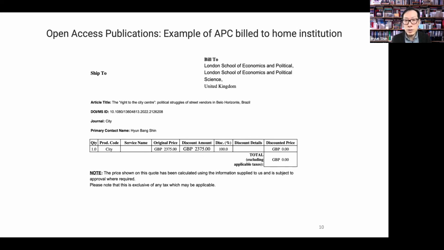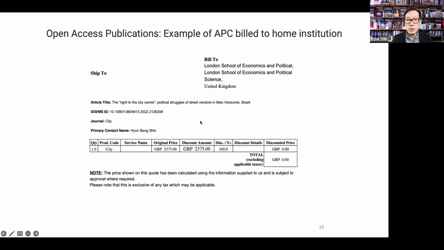But basically, this is something I would have had to pay out of my own pocket if I were an independent researcher and wanted to have it published by the journal City. But because of this Taylor and Francis agreement with the university consortium in the UK, which LSE is part of, this is covered by my university, LSE, and therefore I had to do nothing.